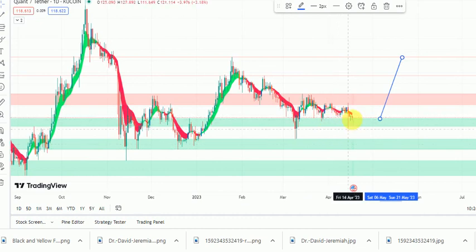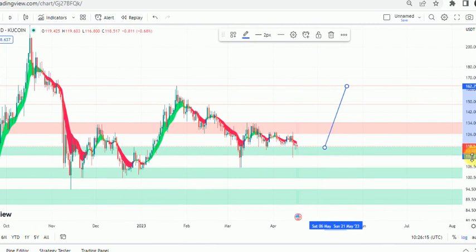But if for any reason we break this support, then we could see our next buy target at the 104 region, as you can see right down here. If we are able to break this support for QNT, then we probably could see price down here at the 105 region. So that's the analysis for QNT today. We are still in the range.